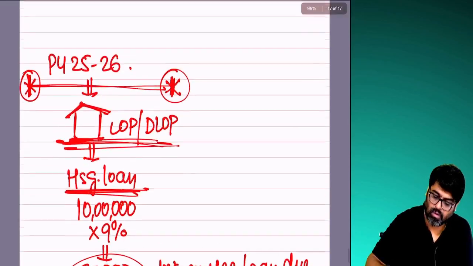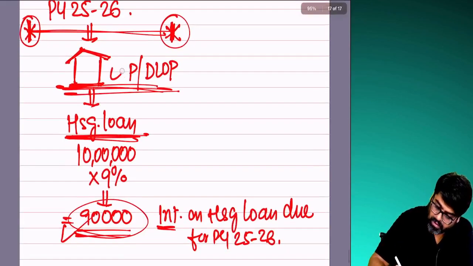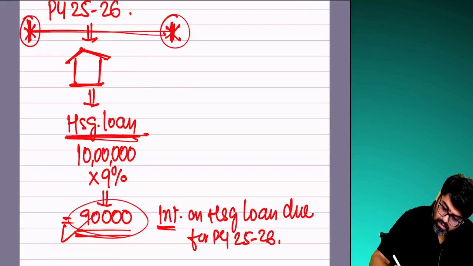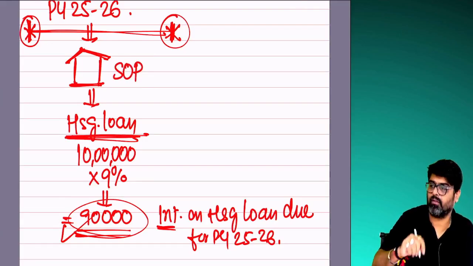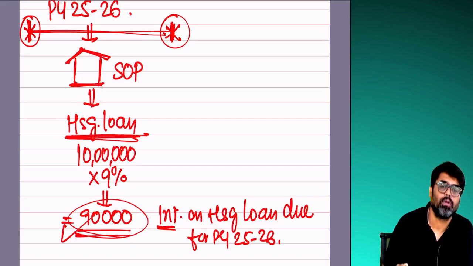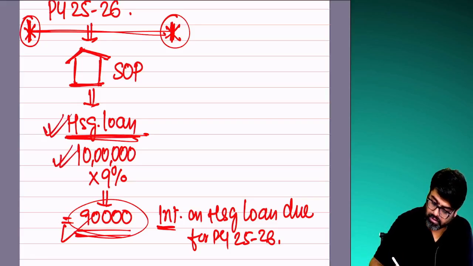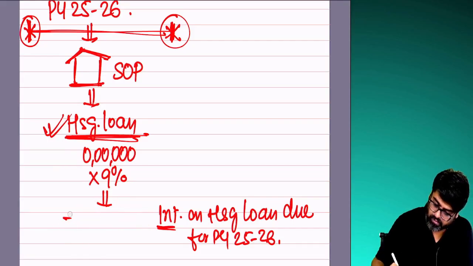Now tell me, what if the status of this property this year was SOP? What if the status of this property this year is SOP? So the housing loan was 10 lakh. Instead of 10 lakh, let us take 20 lakhs.